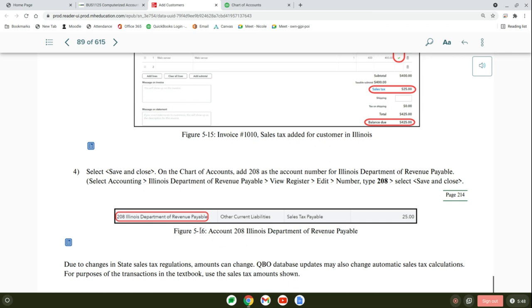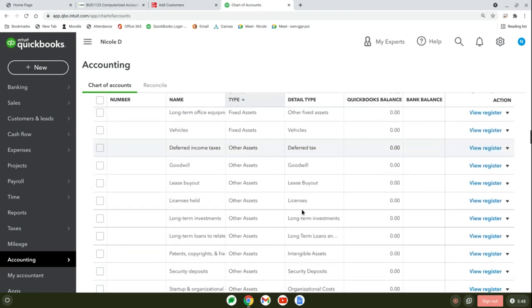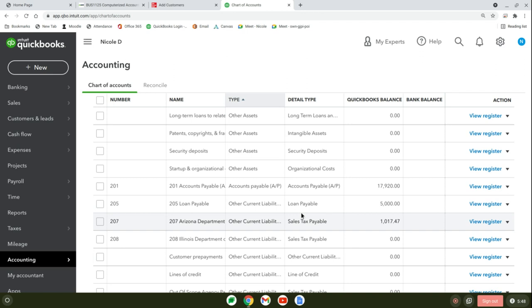Okay, so let's look at what they're saying here in the book. They're saying that you want to make sure that you have the Illinois Department of Revenue payable at 208. I think we already did 207 with the Arizona. I believe you already have that. You should have 207 for Arizona. Now they want you to do this because we just did the Illinois sale with the Springfield Unified School District.